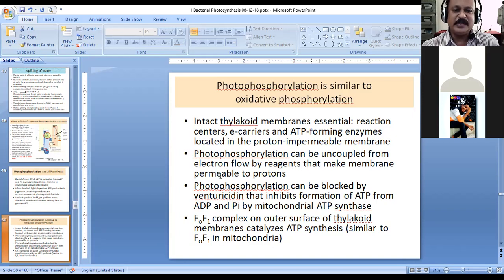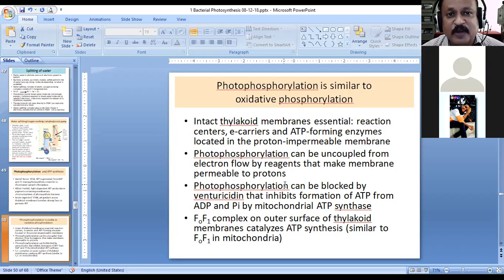Then if you use certain reagents which make the membrane permeable, any chemical which will make the membrane more porous or more permeable, then that will cause a reduction in, or it may totally abolish, the capacity of the membrane to produce ATP. That is to say, the photosynthetic electron transport and ATP synthesis, these two processes can be uncoupled.